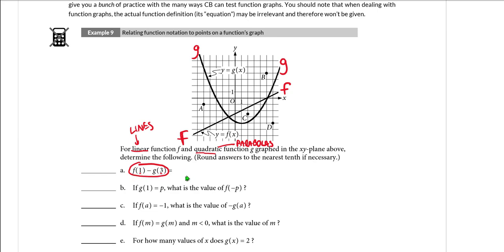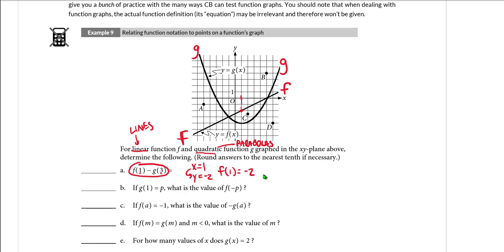So f of 1 simply means that we need to go along the f function to where x equals 1, and we need to find out what the output or y coordinate, the y value, is at x equals 1. So if I go to 1, there's the x equals 1 right there, and I just travel down to the linear function, I can see that f of 1 is going to equal negative 2. So my y value at that point is going to be negative 2, which means that f of 1 equals negative 2.